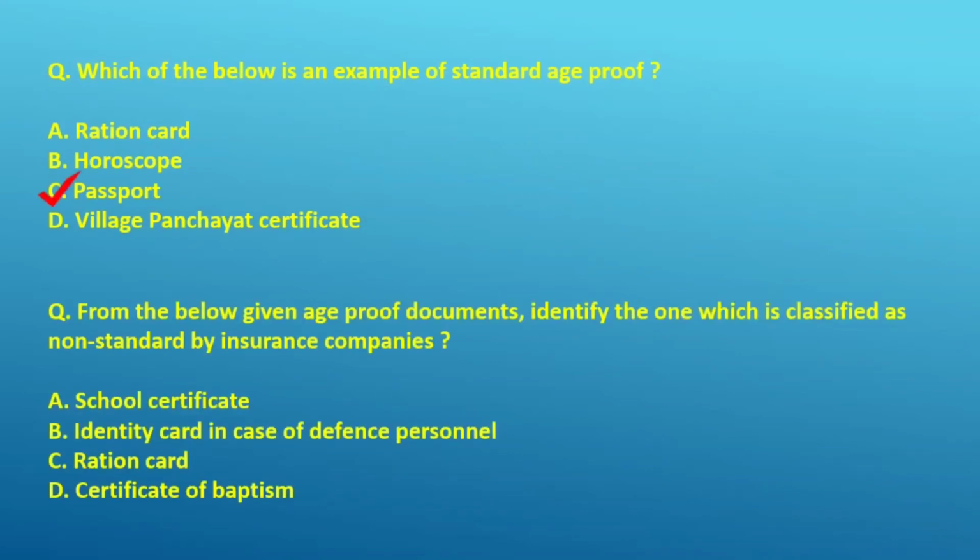Next is, from the below given age proof documents, identify the one which is classified as non-standard by insurance company. If we see the option school certificate, this one is standard. Identity card in case of defense personnel, this is also standard. Ration card, this one is non-standard. Certificate of baptism, this one is standard. So the correct answer is C, ration card.